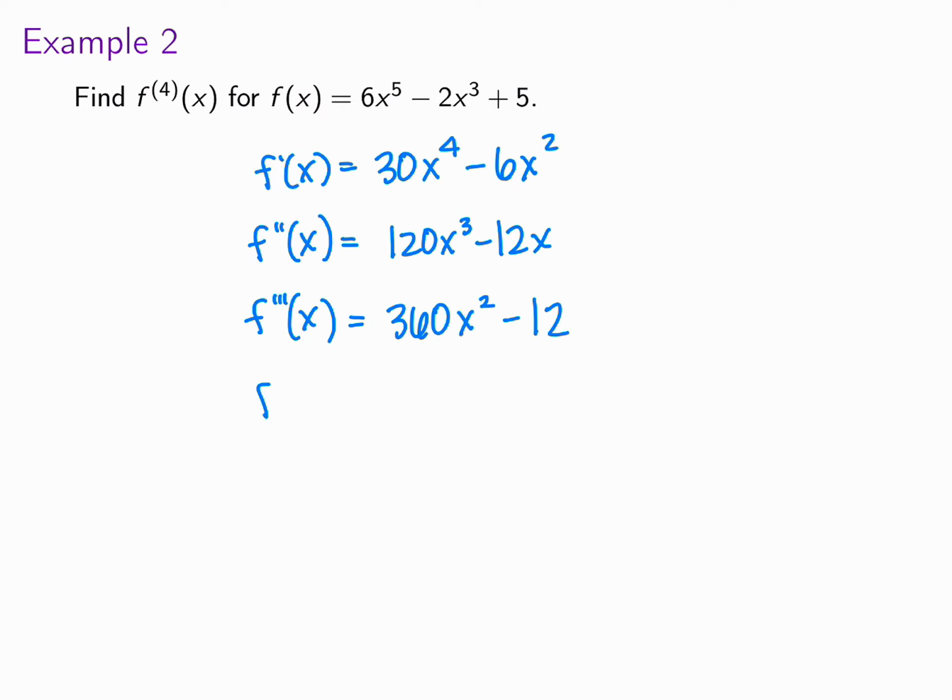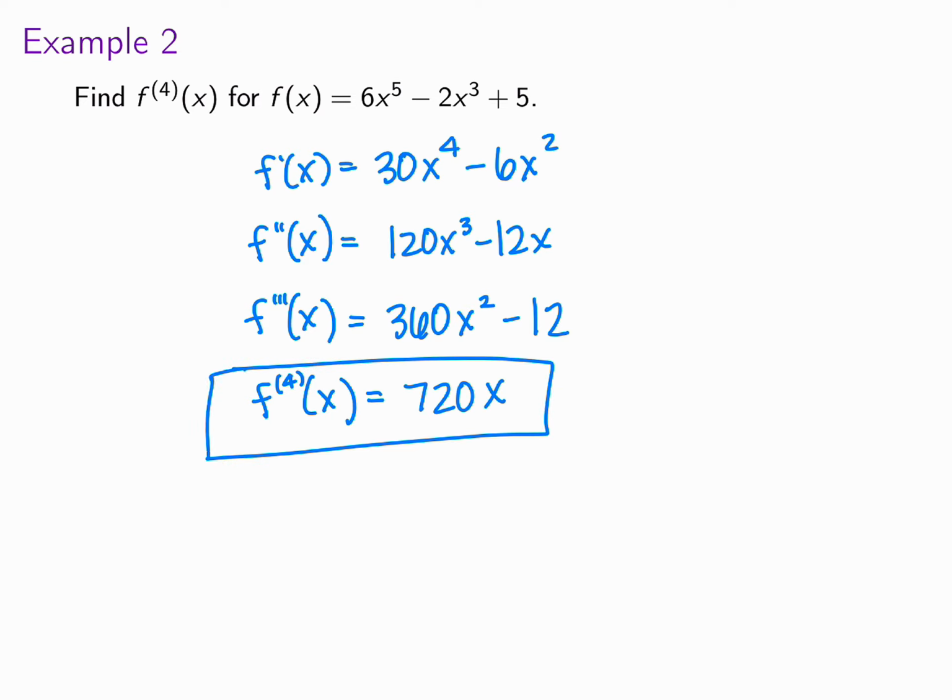And now we can get that fourth derivative like we've been asked for. And what do we get? 2 times 360, that's 720x. And there we are. I think we're done. Okay, there is our fourth derivative. All right, let's do another example.